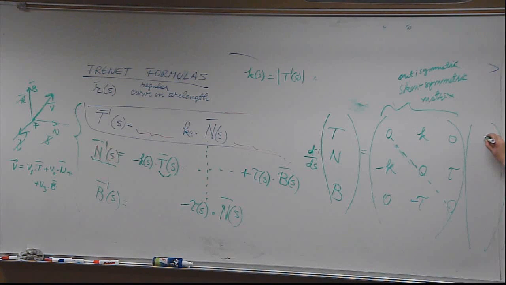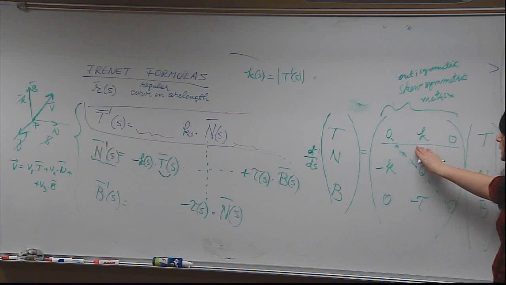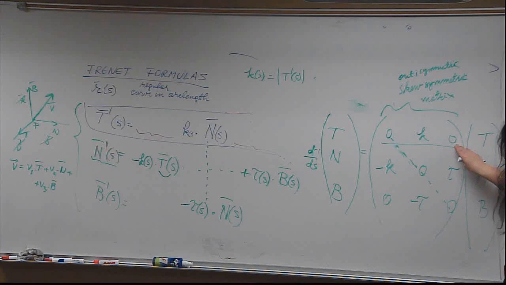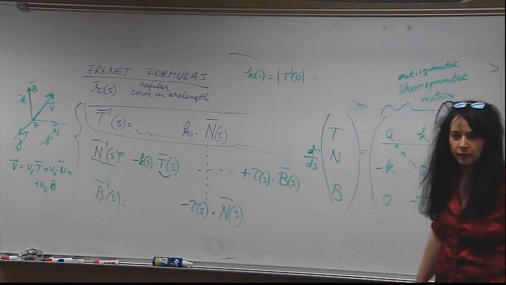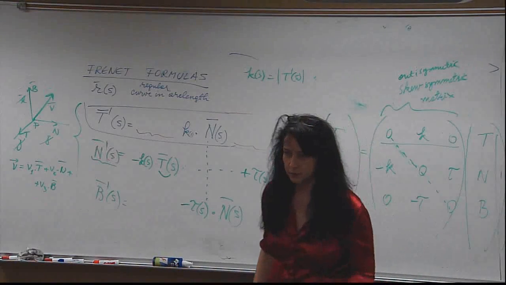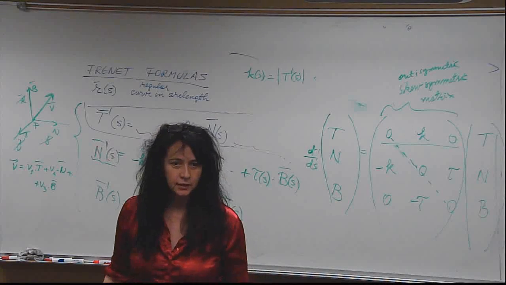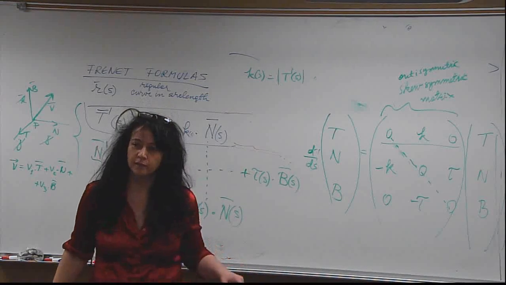How do I multiply? T, N, and B, right? So guys, how do you multiply matrices? You go first row, first column. So you go like this. 0 times T plus k times N plus 0 times B, here it is. Right? So I'm teaching you a little bit more than, if you are going to stick with linear algebra and differential equations, this is good. This is a good introduction to more advanced mathematics.